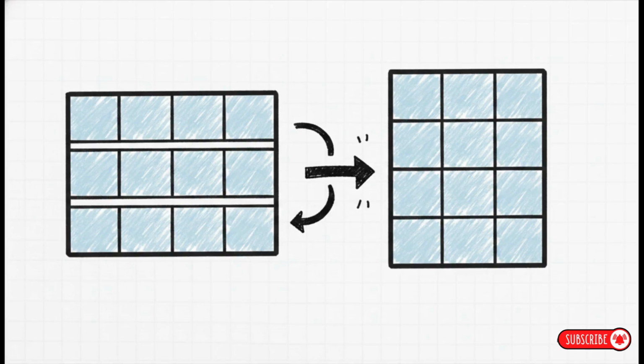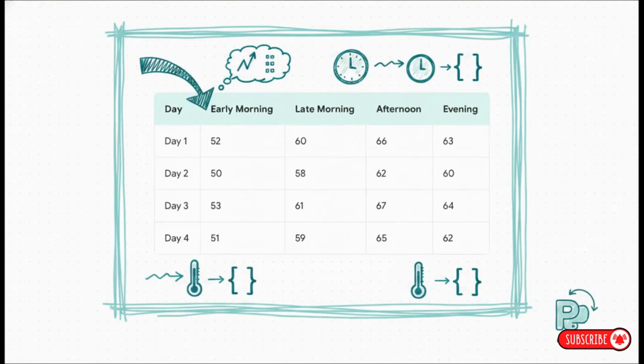It's really that simple. To put that into perspective, check out this temperature tracking scenario. You can visually see how a nested list neatly organizes morning to evening data. Take a look at day 1, early morning. The temperature is 52 degrees. In Python, that data point lives at row 0, column 0.